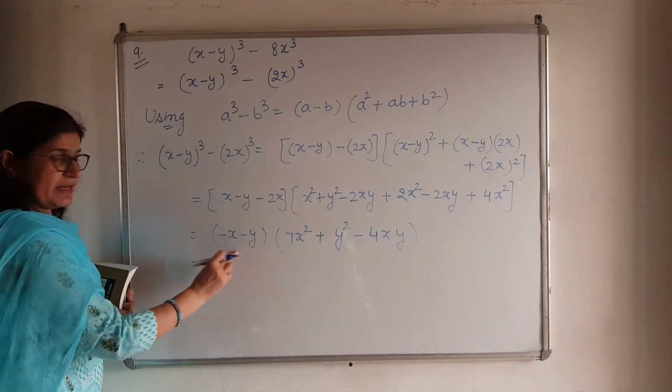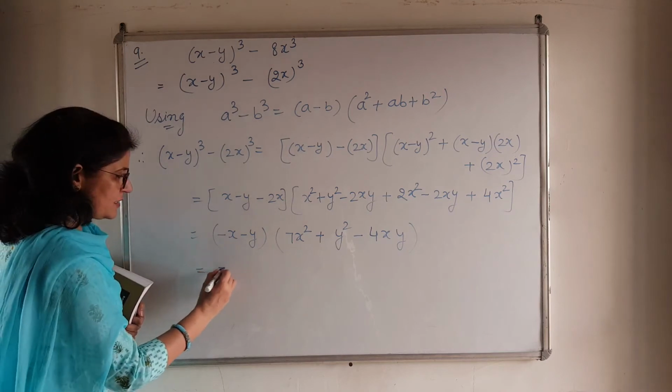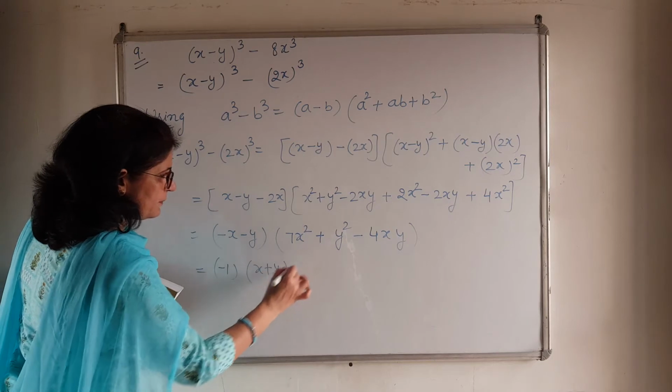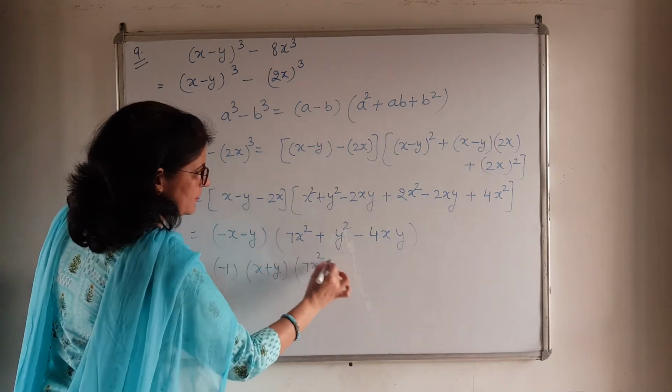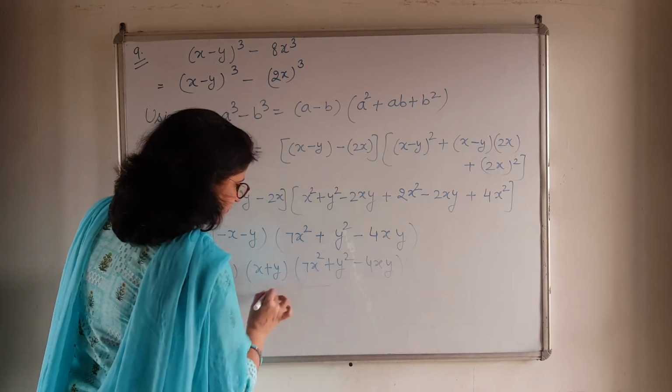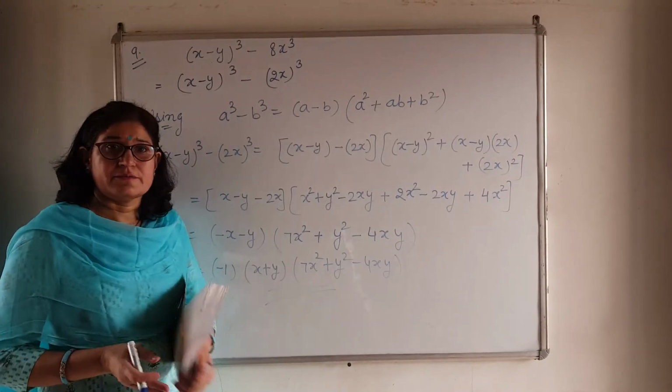From here we can take minus common. So minus 1 is common. What is left? x plus y. 7x square plus y square minus 4xy. These are the factors. This is our answer.